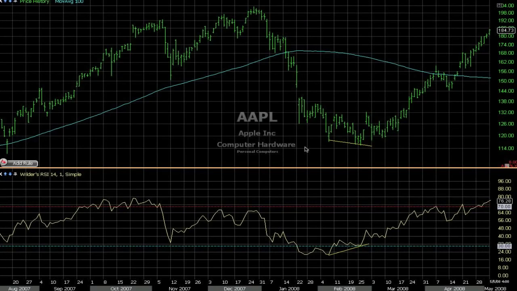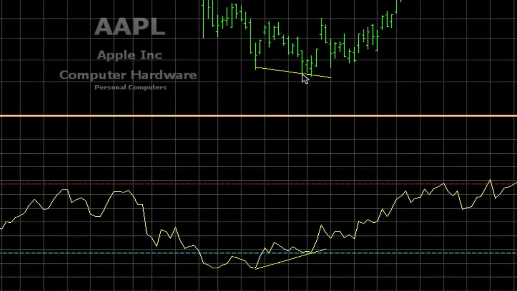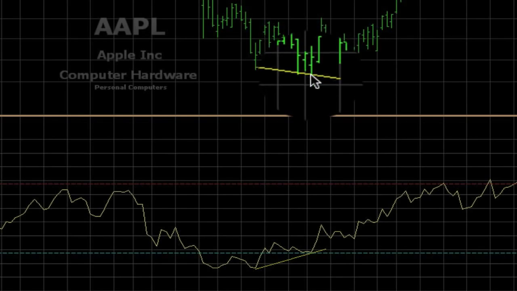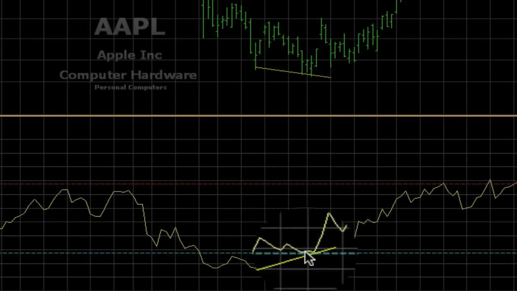Okay, here's a similar setup using RSI at overbought, oversold level with a cross of 50. But I've also added divergence. Divergence happens when price makes a lower low while RSI makes a higher low.